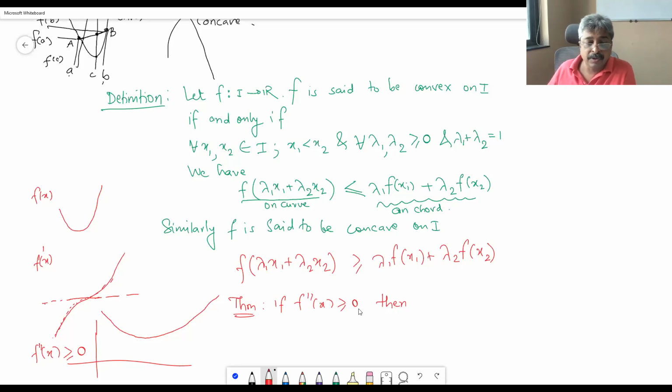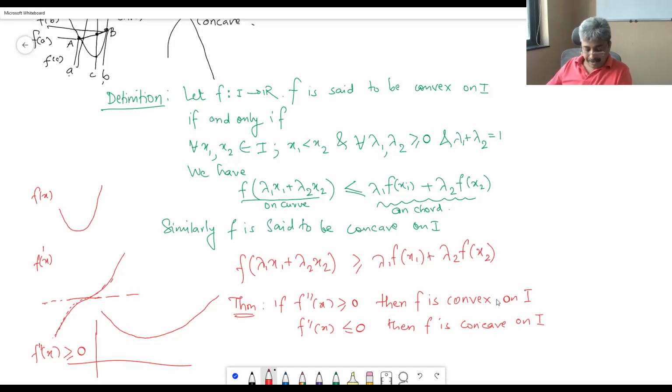If f double dash of x is greater than or equal to 0, then f is convex on I. And if f double dash of x is less than or equal to 0, then f is concave on I. And of course, f double dash exists.